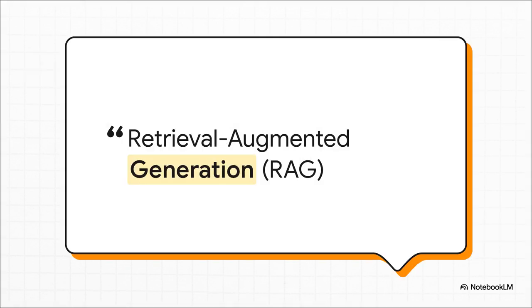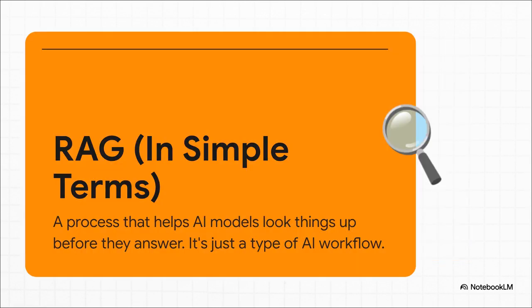Now, you might have heard a really scary-sounding technical term floating around, Retrieval Augmented Generation. I know, it's a mouthful. People just call it RAG. It sounds super complex, but I promise you, it's not. All RAG means, in simple terms, is telling the AI to go look this up somewhere else before it answers you. That's it. It's just one specific type of AI workflow. So when you hear RAG, just think looking things up. It's one tool in the workflow toolbox, not the whole thing.